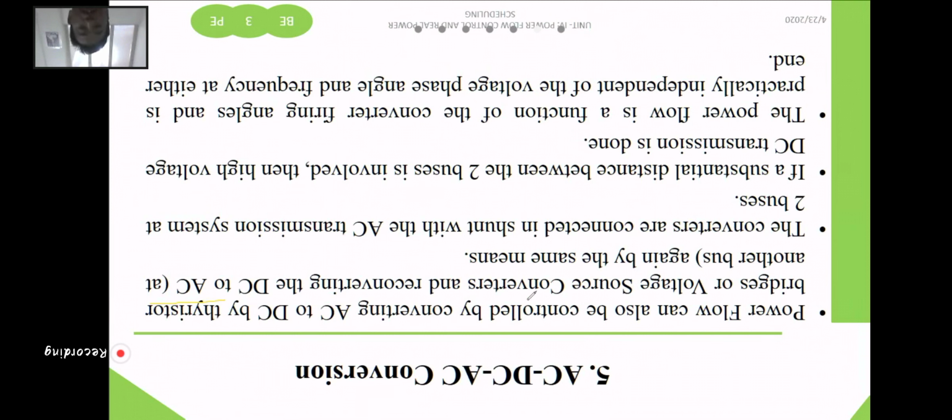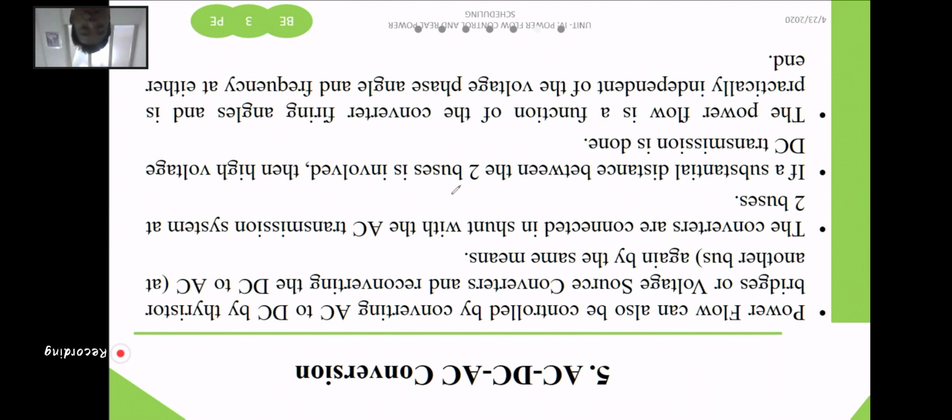So first, let's see, power flow can also be controlled by converting AC to DC by a thyristor bridge or voltage source converter, and then reconverting the DC to AC at another bus, again by the same means. Normally, generation you might have seen is AC only. So this AC has to be converted to DC for transmission, and then at the load side we normally require AC. Most of the time you will not find a DC load; most of the time we get an AC load. So we convert back to AC and then supply to the load. Using this technique also we can control the power flow.